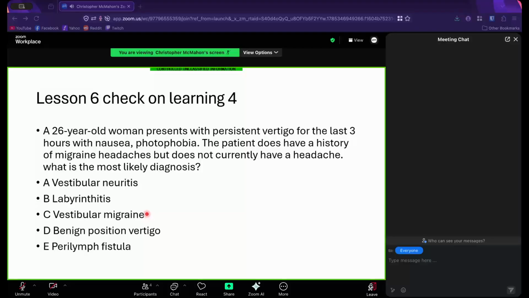All right, so am I thinking labyrinthitis or vestibular neuritis at this point? It doesn't really mention much about hearing loss, but I have other options that are more attractive. I like vestibular migraine, but they're not having a headache right now. Do I have to have a headache in order to have vestibular neuritis symptoms? Or excuse me, vestibular migraine?